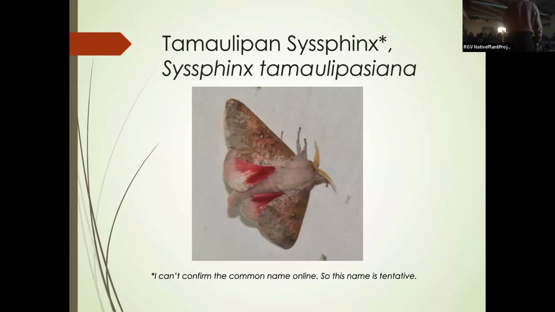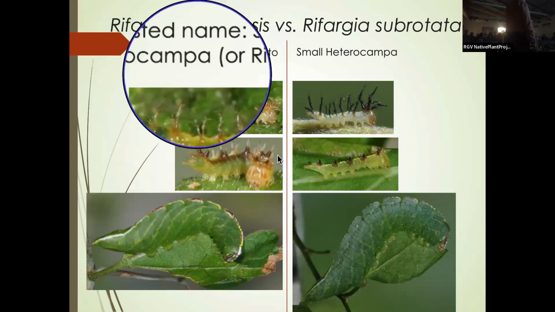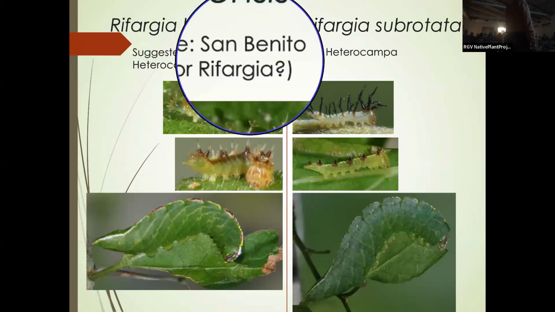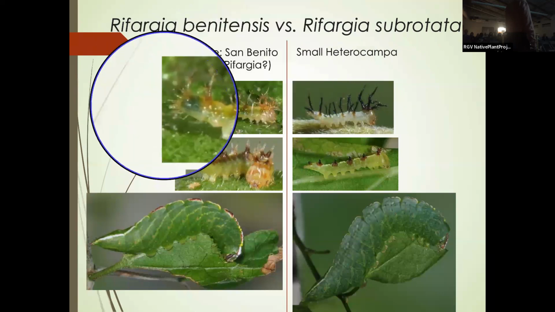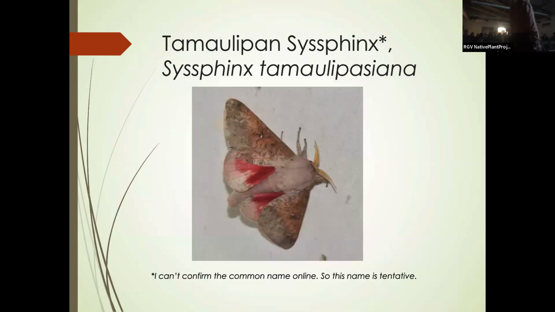The next challenge was a moth called, wait a minute, I got to go back. I missed something here. Forgot. Am I pressing the wrong button? Yeah. All right. Since this one over here is called Rifargia benitensis for San Benito, I think the common name should be San Benito Rifargia. But since the other one is small Heterocampa, are we going to name this one San Benito Heterocampa? I'm confused. They have to change the genuses, but who knows?